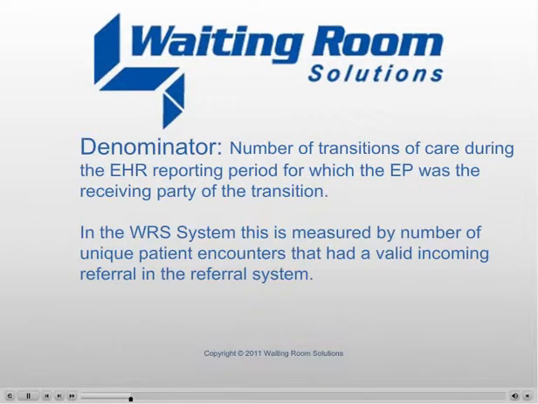Denominator: number of transitions of care during the EHR reporting period for which the EP was the receiving party of the transition. In the WRS system, this is measured by the number of unique patient encounters that had a valid incoming referral in the referral system. It is understood that not all transition of care will be associated with an incoming referral. However, for the purpose of this measurement, this is the only way that the waiting room solutions can log or measure those patients that qualify for the incoming transition of care as per meaningful use requirements.